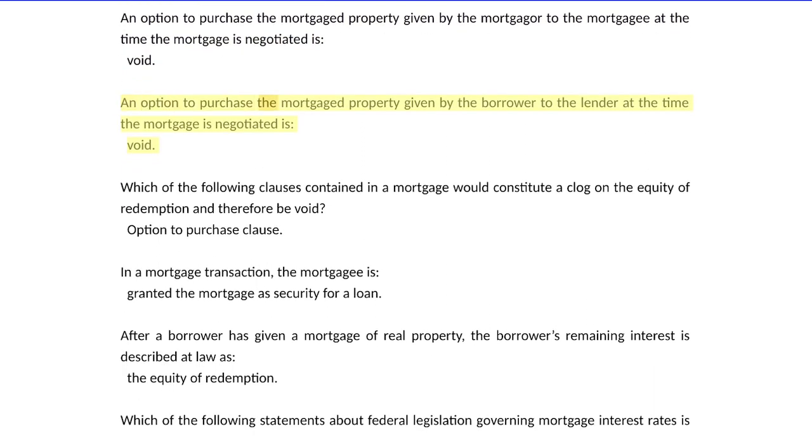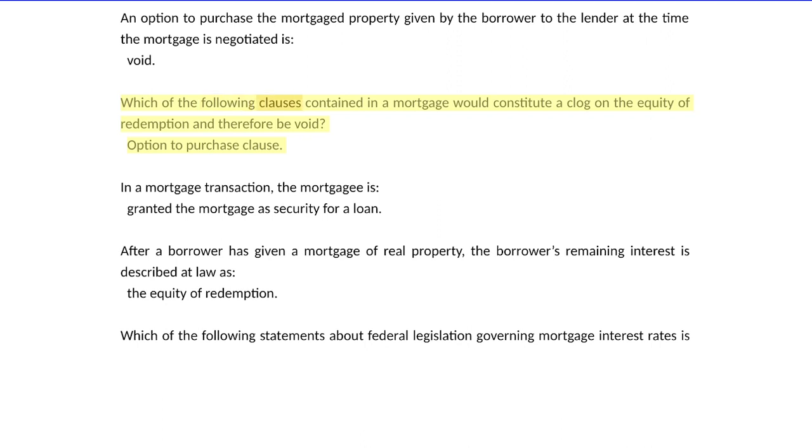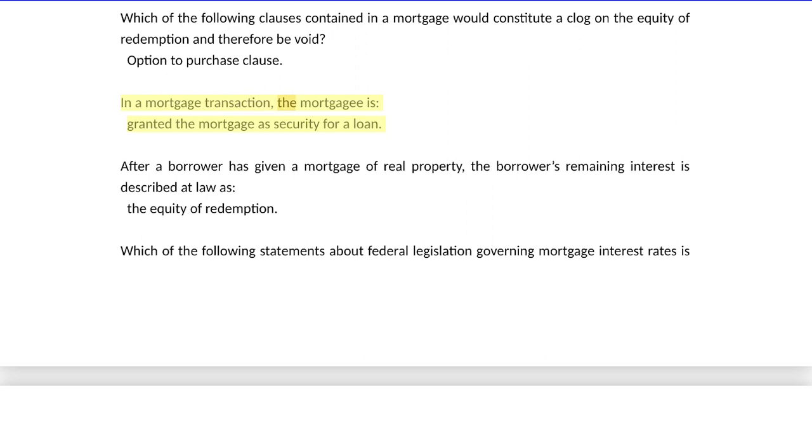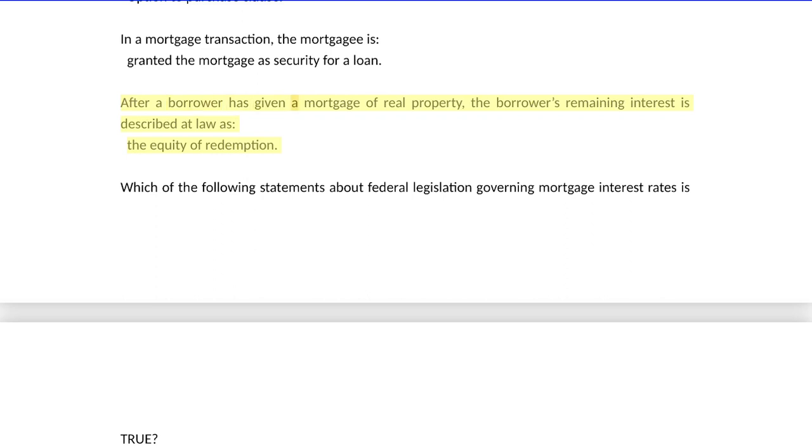An option to purchase the mortgaged property given by the borrower to the lender at the time the mortgage is negotiated is void. Which of the following clauses contained in a mortgage would constitute a clog on the equity of redemption and therefore be void? Option to purchase clause. In a mortgage transaction, the mortgagee is granted the mortgage as security for a loan.